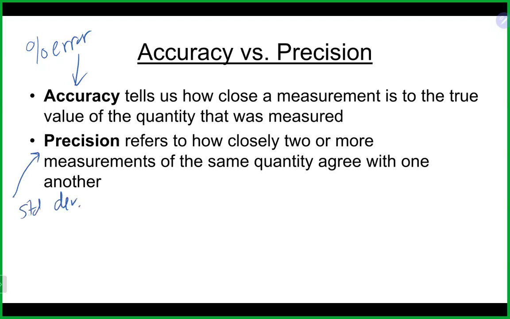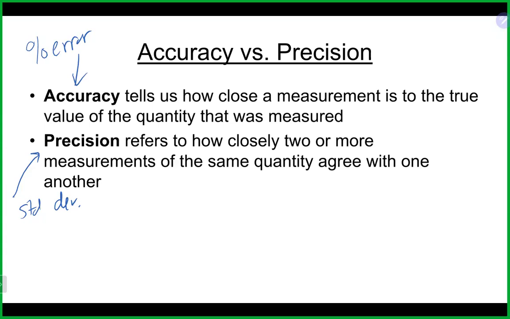We use precision a lot in labs. We do experiments and do multiple trials of the same experiment, right? And a lot of times we're asking, is this reproducible? Can we get the same answer every single time? Which is why we do a lot of trials. We also try to get accuracy as well and get the right answer.